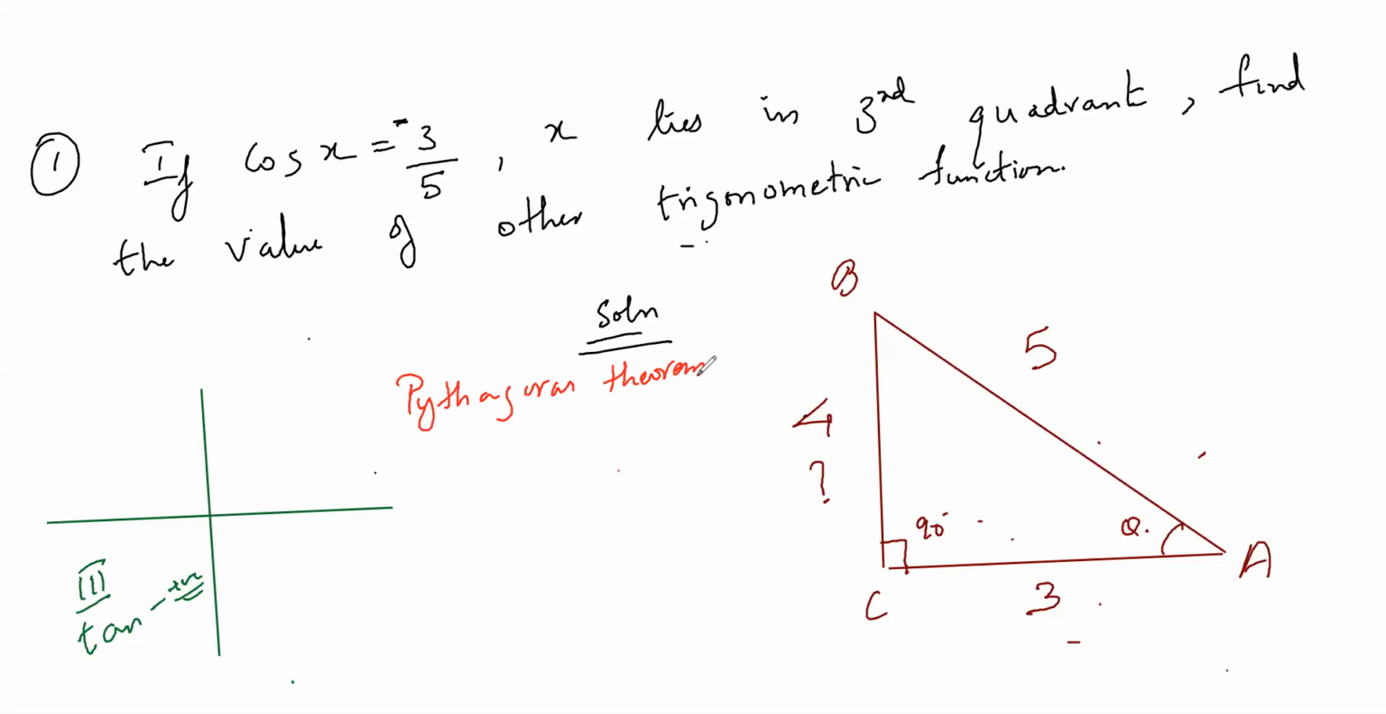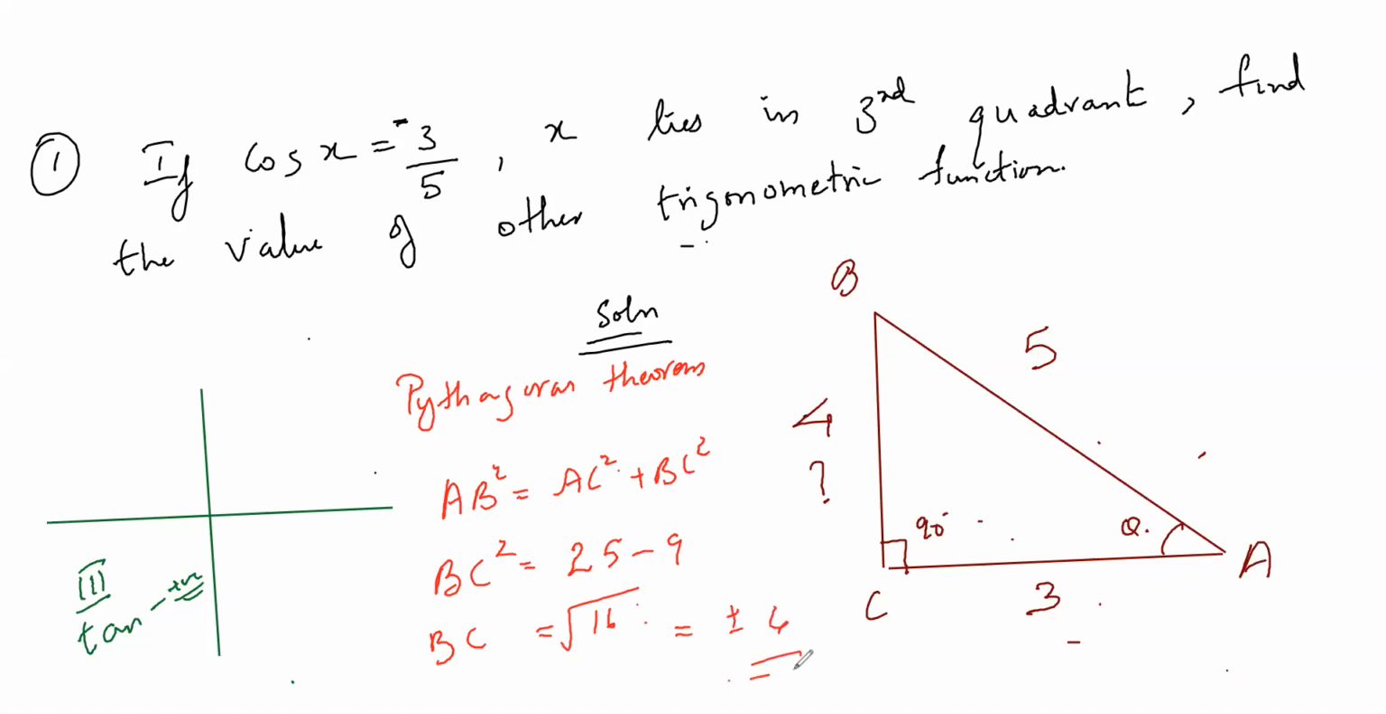Fine. So it is nothing but AB square, hypotenuse square, is equal to AC square plus BC square. So this is 25. If we want to find BC, that is our 4, BC square is equal to AB square minus AC square. So 25 minus 9, that is nothing but 16. So BC is equal to root 16, that is nothing but plus or minus 4.